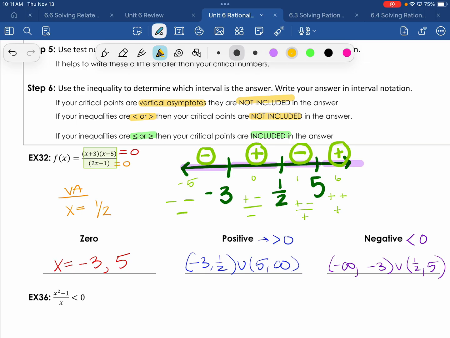One of the common mistakes I see is people will use their test numbers as their answer, which is why I say to make them kind of tiny so you don't use them, or highlight your critical points, because these numbers here are going to be the numbers that are in your answer for your intervals. Does that make sense?